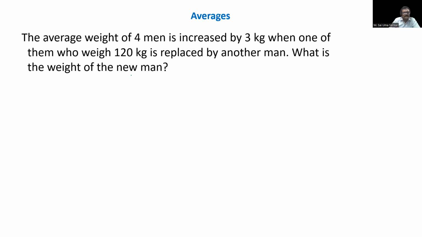Next, the average weight of 4 men is increased by 3 kgs when one of them who weighs 120 kgs is replaced by another man. What is the weight of the new man?